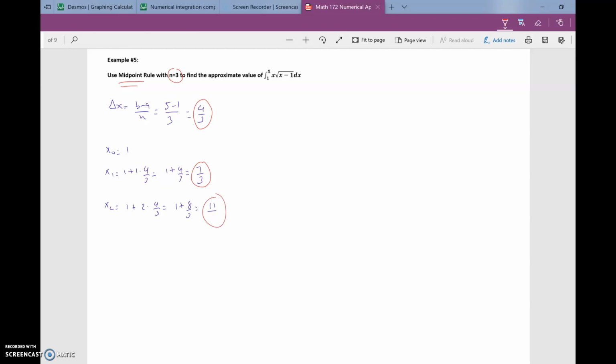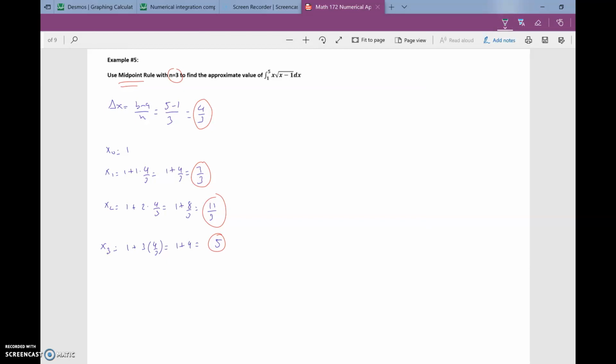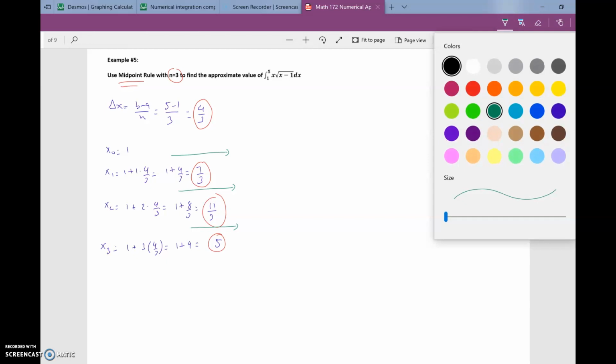Let me actually fix this. So x3 is equal to 1 plus 3 times 4/3, or 1 plus 4, or 5. And then here we're actually at the point b. Now don't forget that the idea with the midpoint is that it's going to calculate the values in between. This one's only going to have 3, which is good. At least we're not doing a ton of calculations.